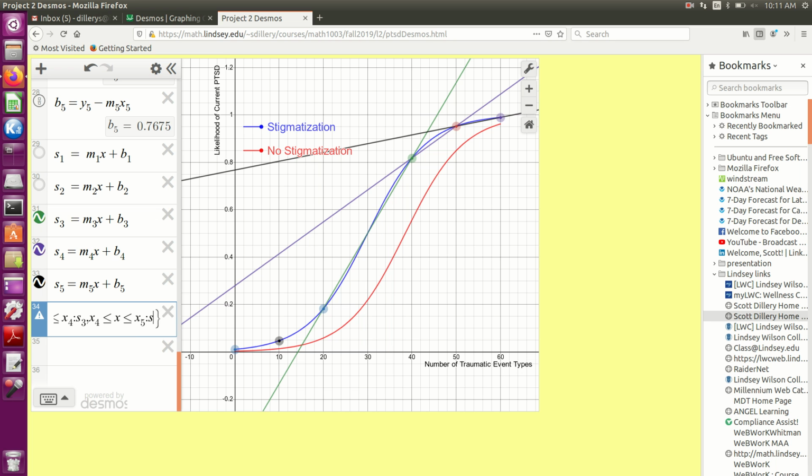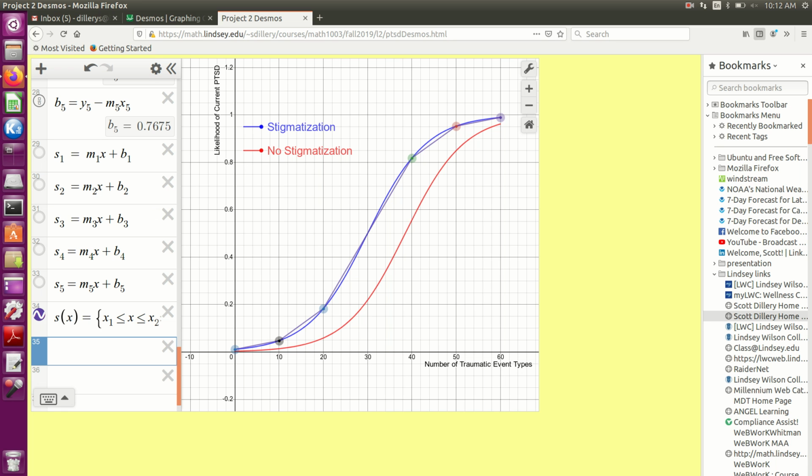That's a good way to get used to things and get comfortable with them. So here's S4, and then finally the last segment goes from x5 less than or equal to x less than or equal to x6, and that is, I need a colon, and that is S5. Okay, so I have them all there, and I should be able to see that if I turn those off. Yep, so there I have the whole thing done.